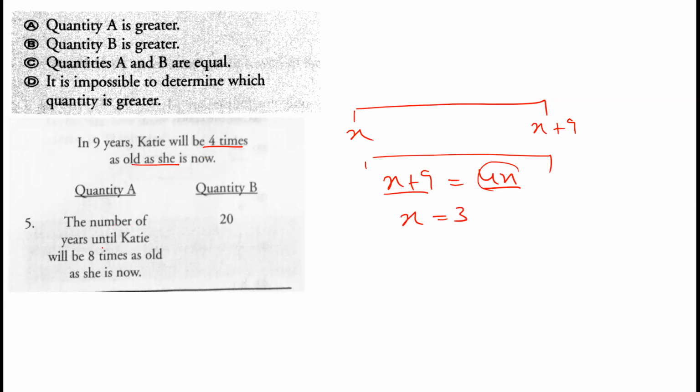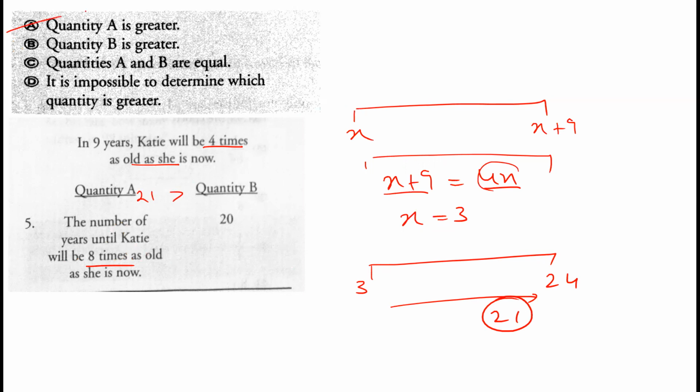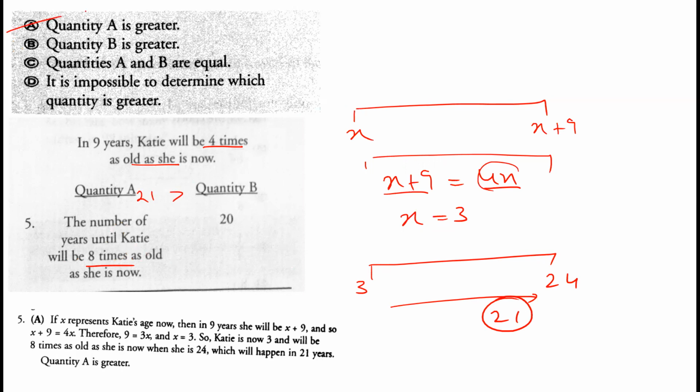Now the number of years until Katie will be 8 times as old as she is now. So if she is 3 today, 8 times would be 24. So how many years later? 21 years later. So 21 is greater than 20. Hence option A is correct.